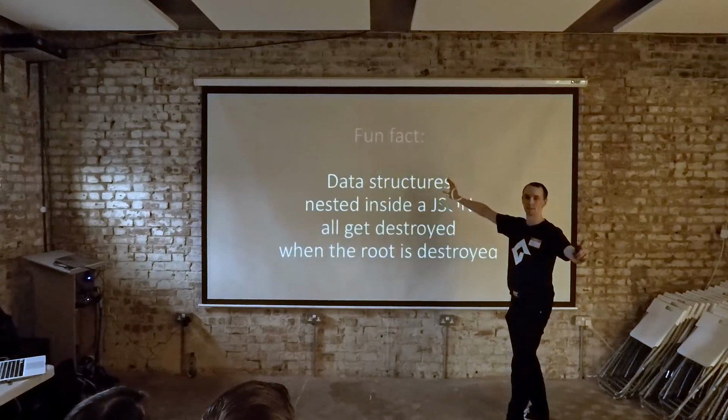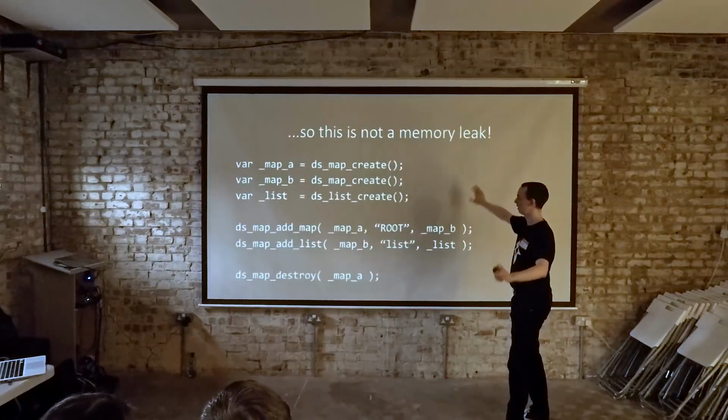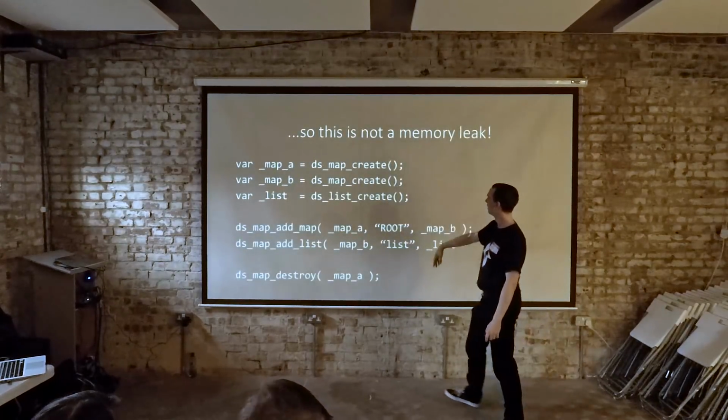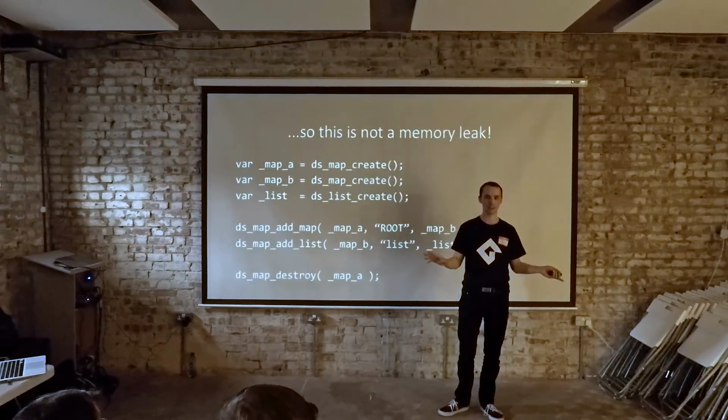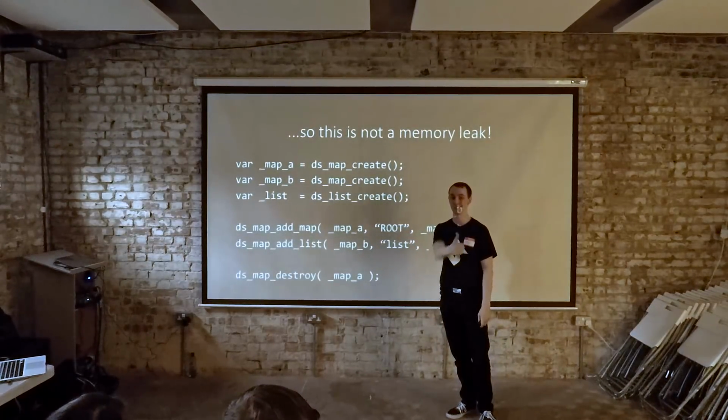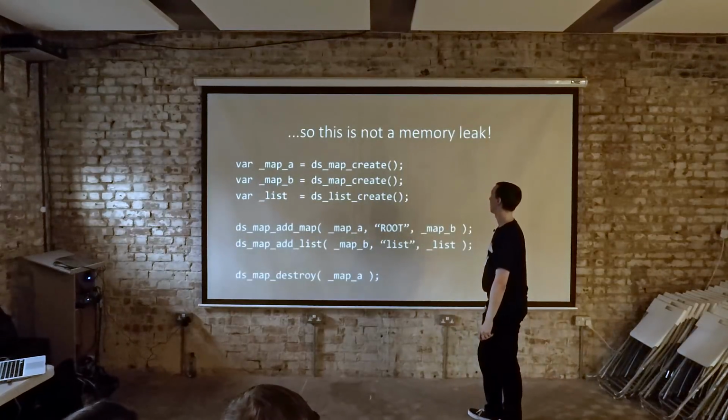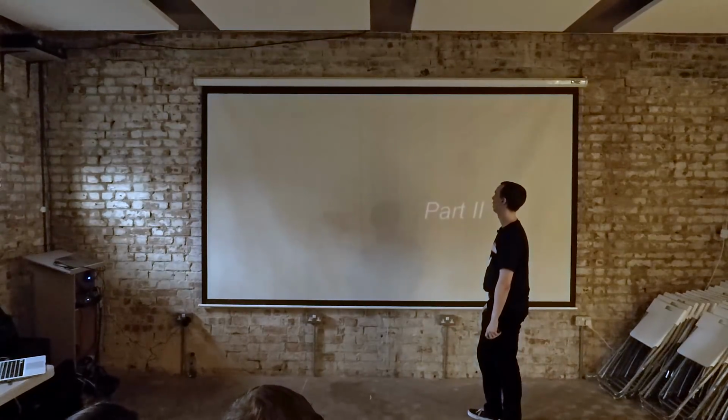Anyway, fun fact, you can clean up data structures really easily. Here you've got stuff nested inside stuff, and then you destroy it, and it all disappears completely. It all gets memory managed for you. So JSON is cracking. It means you don't have to worry about any memory issues.